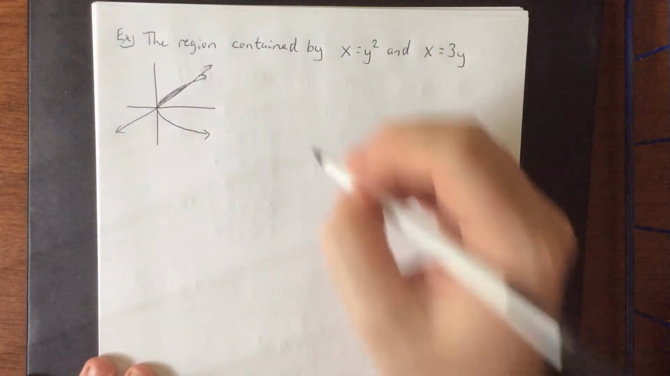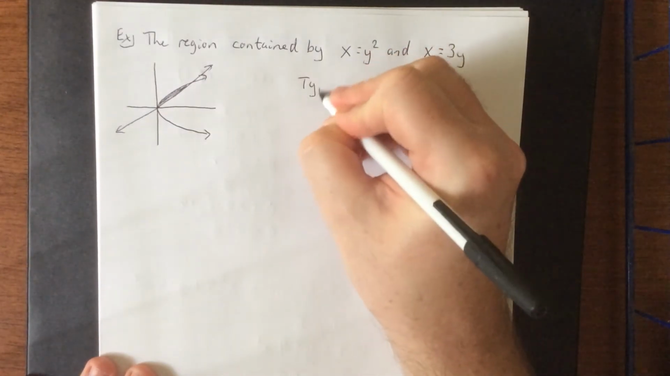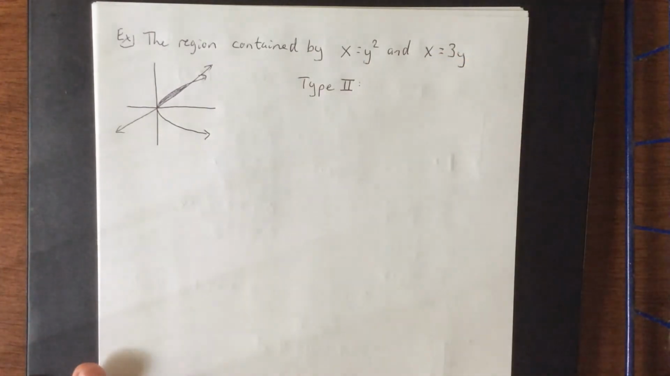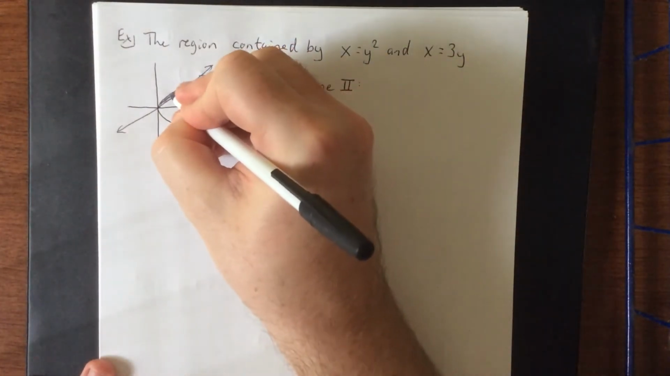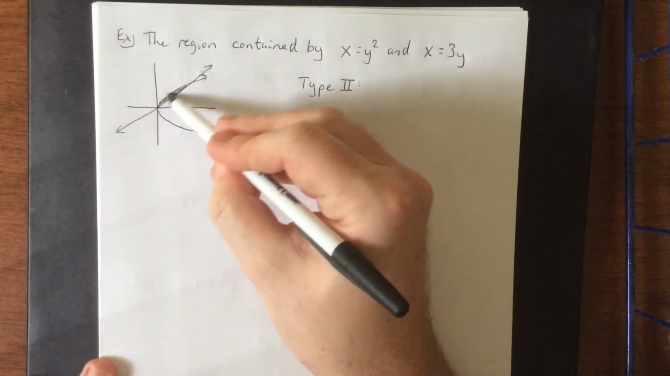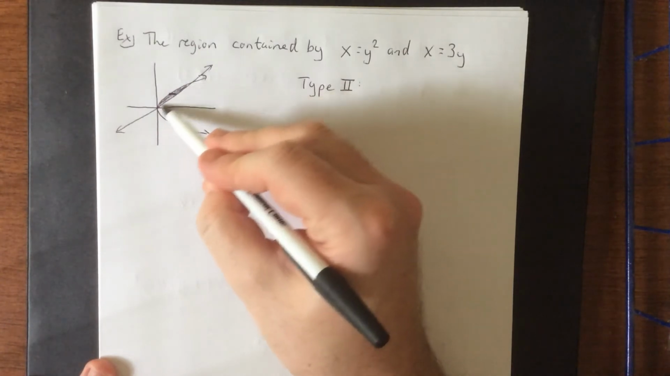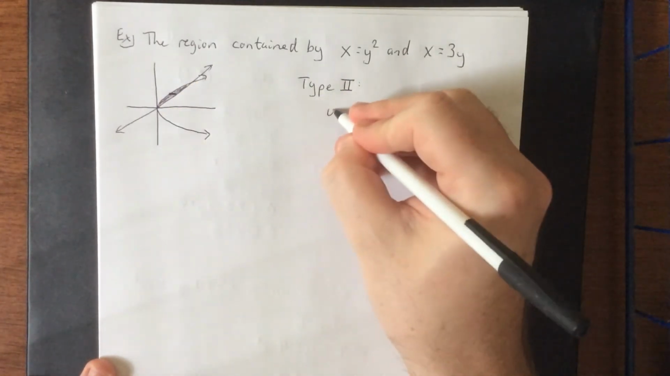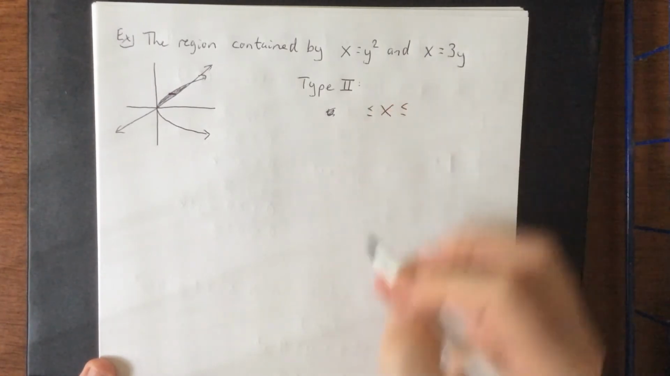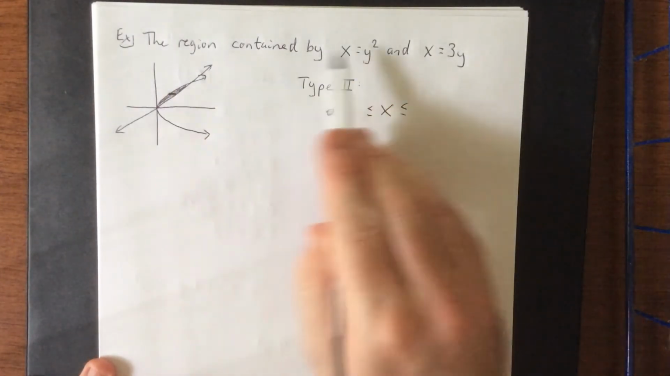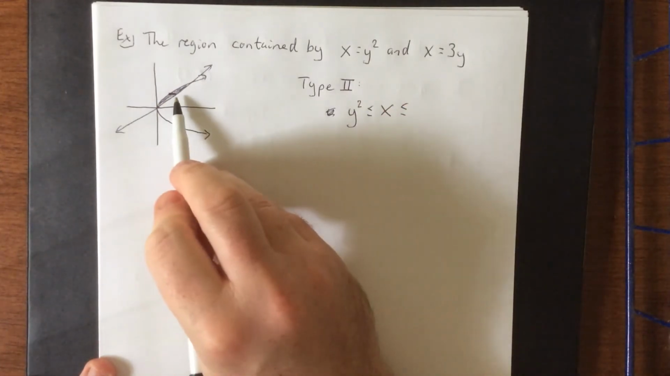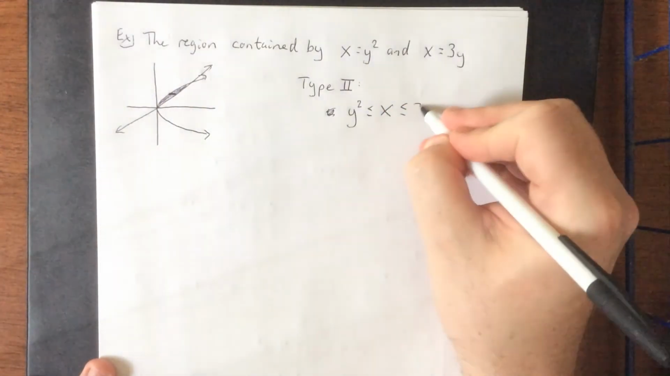Now I would like to start by expressing this in terms of a type 2 region, since we didn't get to do type 2 on the last one. For a type 2 region, once again, we'll be bounding this thing from left to right. We see that the function on the left is the parabola, whereas the function on the right is the straight line. So when we are bounding x in between these two functions of y, on the left we want the parabola. That's x equals y squared. And on the right we want the line. That's x equals 3y.